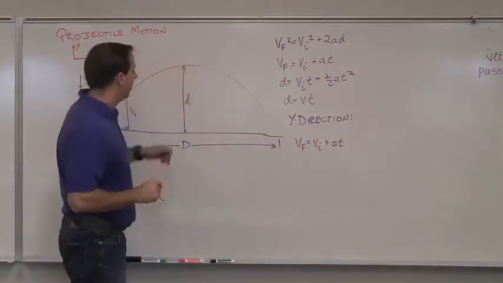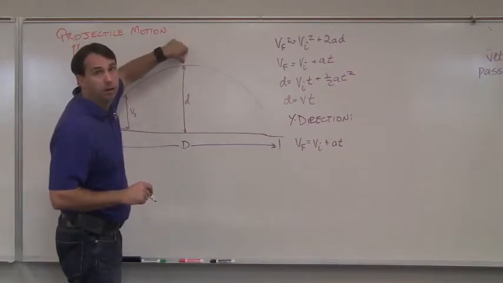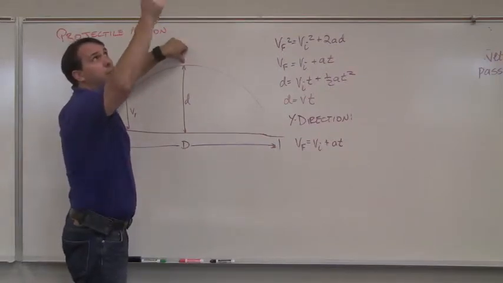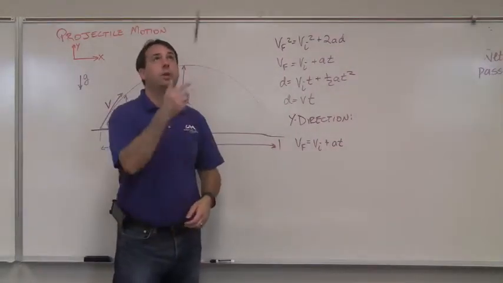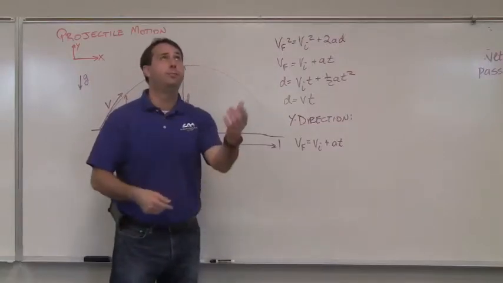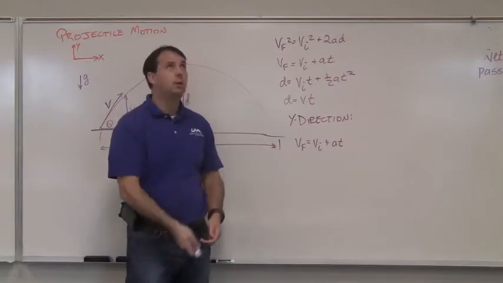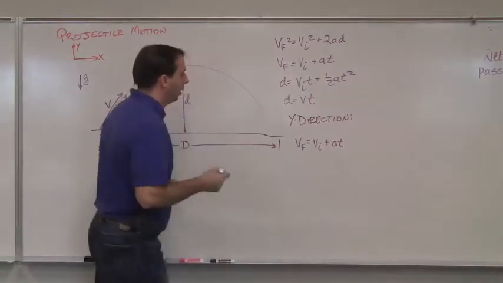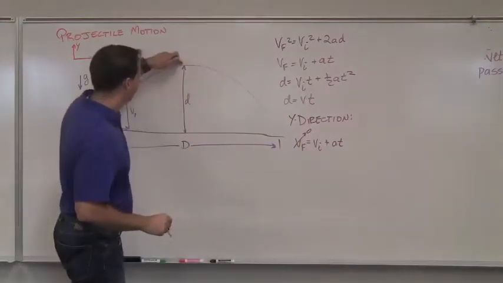What is our y velocity at the very top here? At the very top of this flight, what's the y velocity when it gets to the top? It's 0. For a very, very brief moment in time, it stops and then comes back down. So our final velocity in the y direction is 0, okay? That's what it is up here.